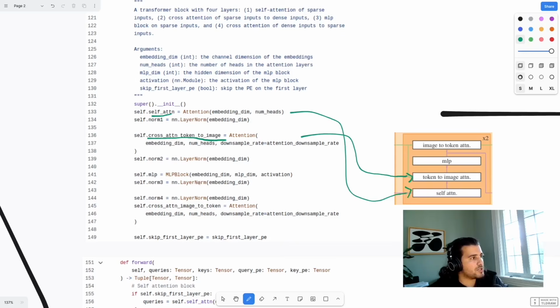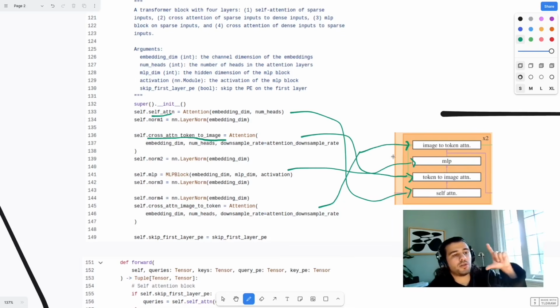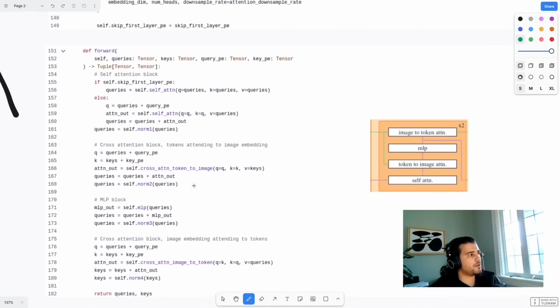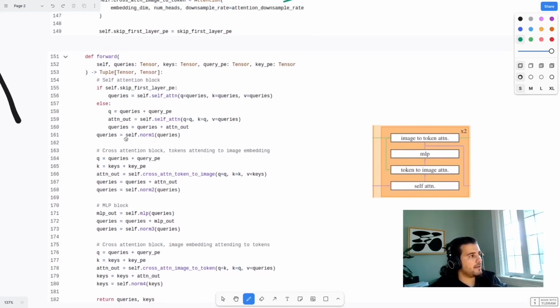Then we have a normalization layer. We have our MLP block over there with a normalization layer. And then we have our cross attention image to token, so this one is here. Remember, this is one of the blocks. There are actually 2 of them when we're out of there, but here there's only 1. And if we look at the forward, it's also pretty standard. We're taking the queries, which is the purple thing here.